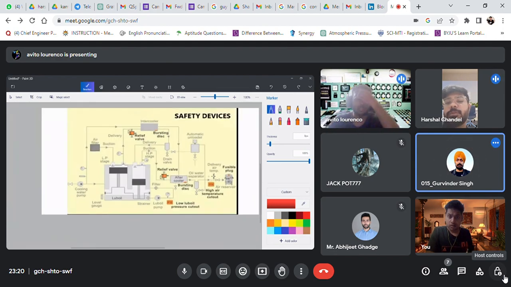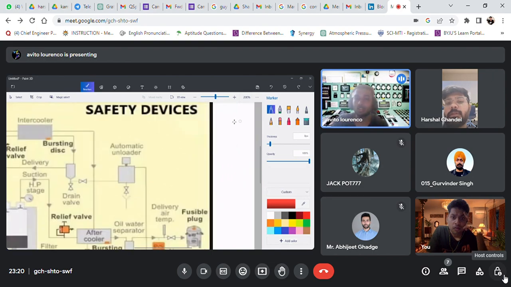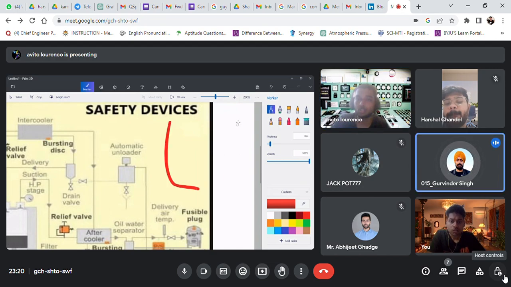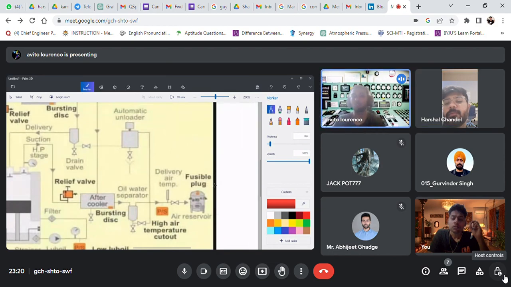The fusible plug that we are normally used to is found in the boiler scenario. So let's say we have a water tube boiler. No, no, just in compressors, I know boiler. I know. So that's what I'm wondering. How is it related to a compressor? That is my question exactly.